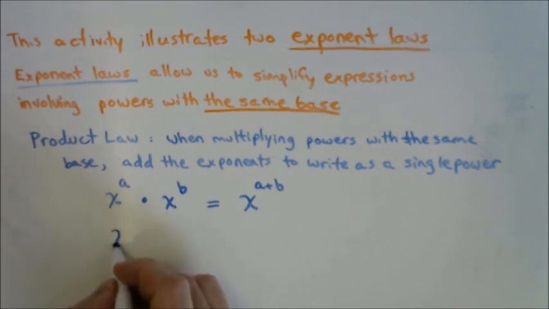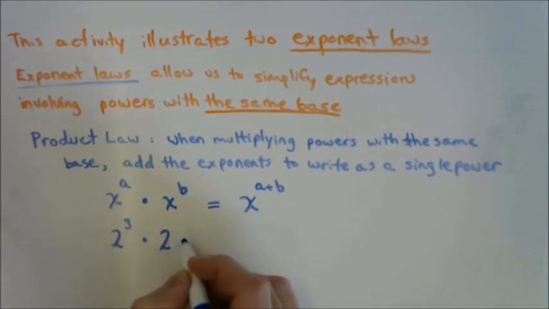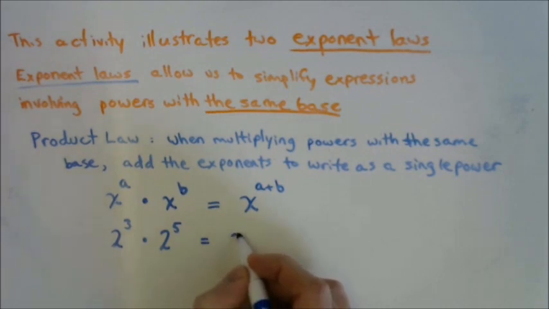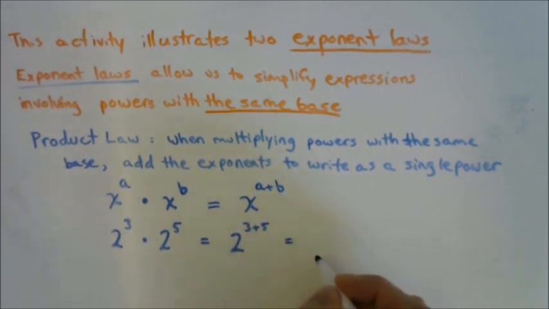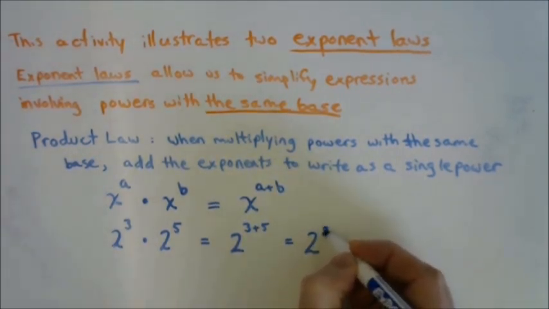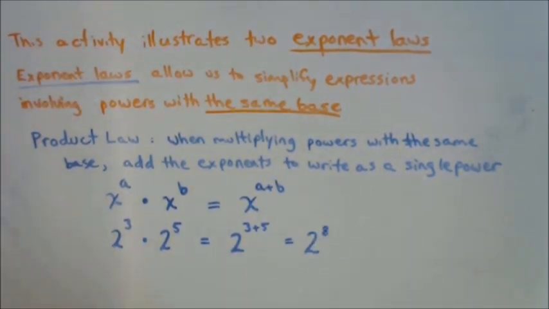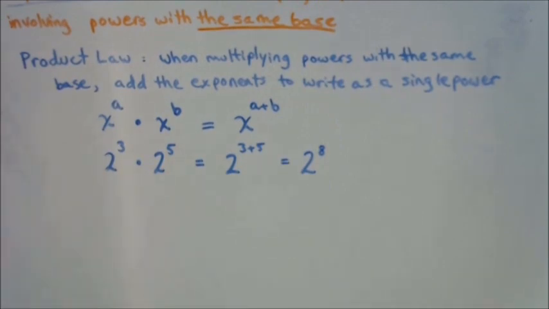Example using numbers would be 2 to the power of 3 times 2 to the power of 5. They have the same base. All we'd have to do is rewrite it as 2 to the power of 3 plus 5, which we know because they're numbers, that we can say it's 2 to the power of 8. Okay? Product law. The second law that we dealt with is called the quotient law.